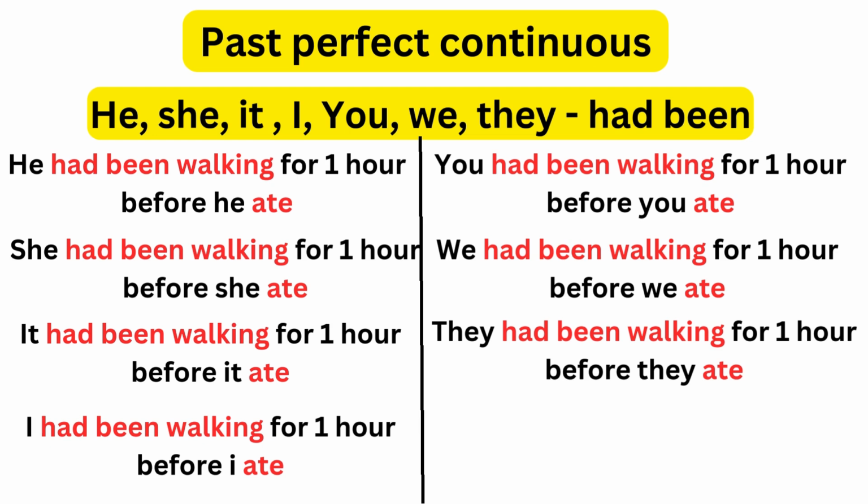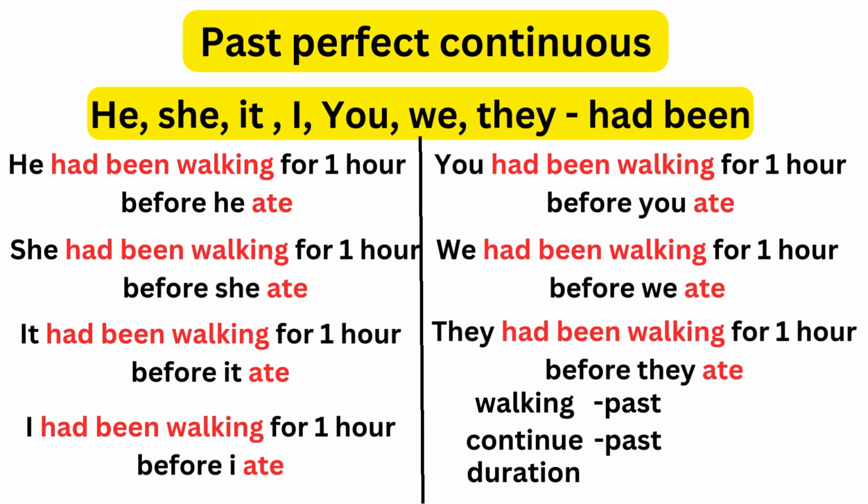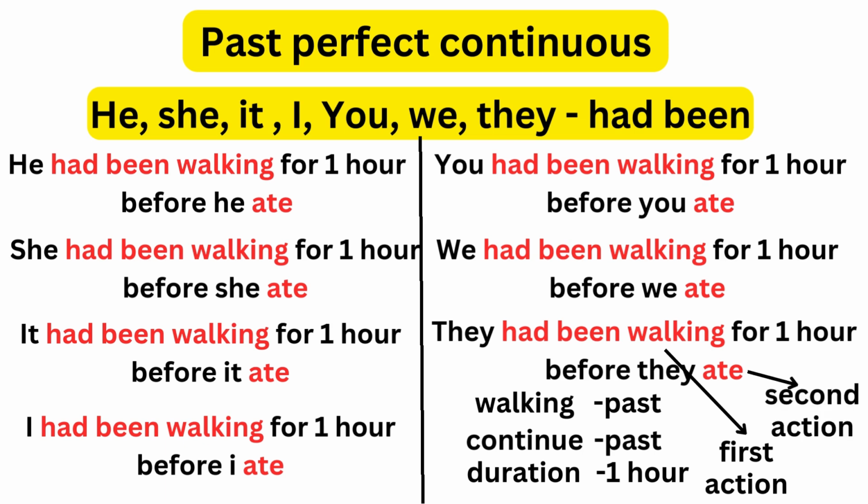Here, the action of walking started in the past and continued for some time in the past, with the duration mentioned as 1 hour. The first action is walking, which is in the past perfect continuous tense, and the second action is eating, which is in the simple past tense. Next one is future perfect continuous tense.